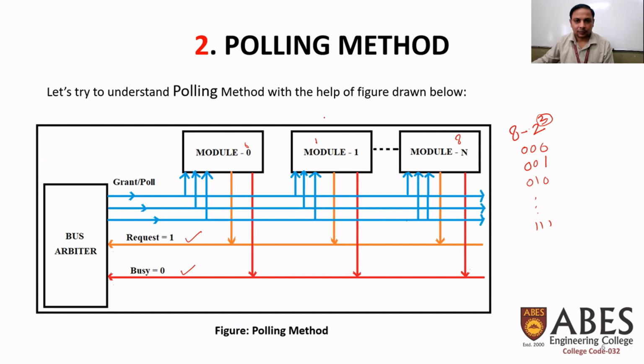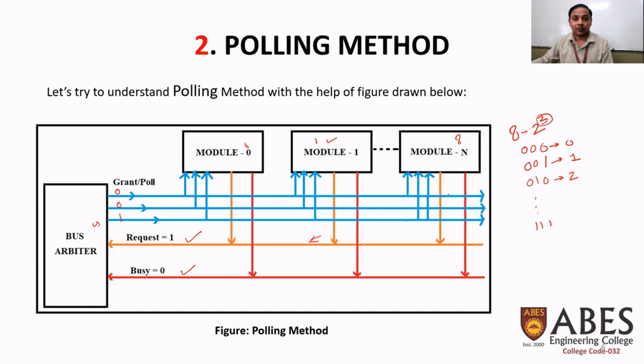For example, module 1 sends a request to get the access. It will send the request with this orange line, and the bus arbiter will send the grant. It will send 0, 0, 1. It means if we send 0, 0, 0, the 0th master will get the access. If we send 0, 0, 1, the first master will get the access. If we send 0, 1, 0, then the second master will get the access. So the problem of the sequential grant signal is resolved with the help of this method.